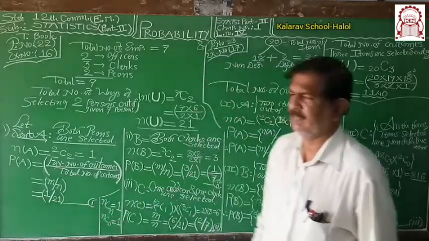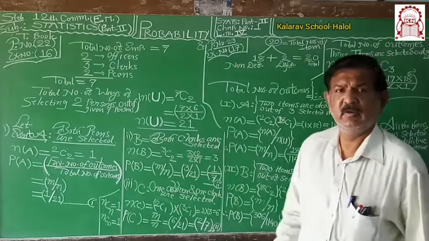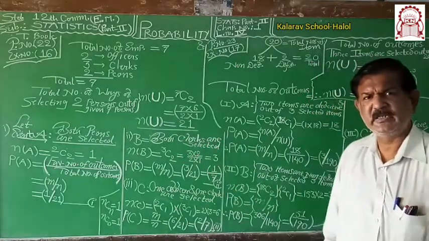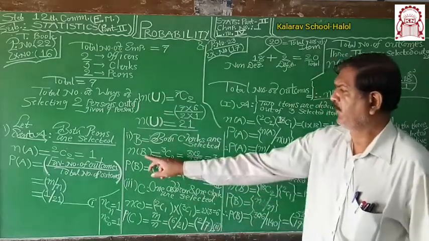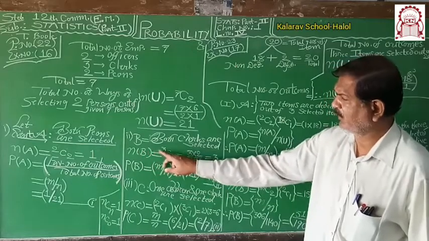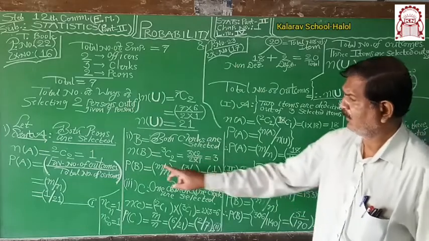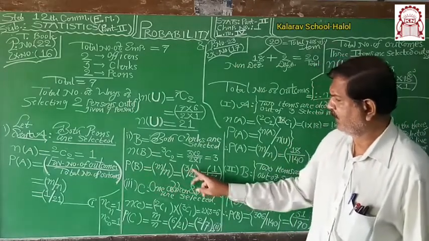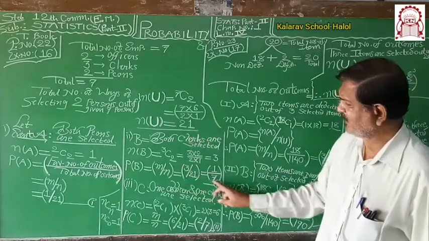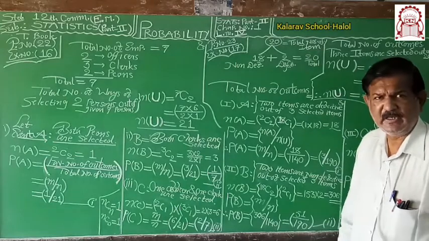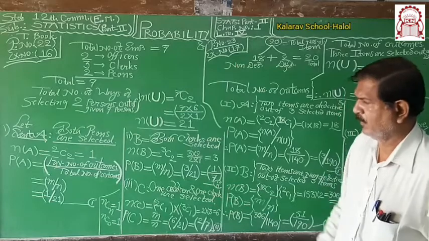Result number 1. Result number 2: both clerks are selected. Out of 7 persons, 2 persons are selected, both clerks. Clerks are 3. Then the number of items in B, m, the favorable outcomes, is 3C2, 3 into 2 upon 2 into 1, the 2s cancel, giving 3. Probability of B is m by n, 3 favorable outcomes upon 21 total outcomes. 3 sevens are 21. Ultimately our answer will be 1 upon 7, answer number 2.